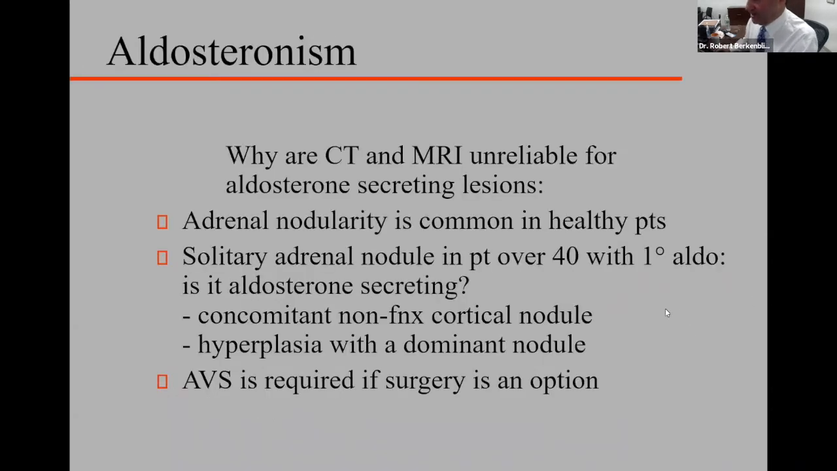Why is CT and MR unreliable for aldosterone secreting lesions? Well, adrenal nodularity is common in healthy patients. A solitary adrenal nodule in a patient over 40 with primary aldosteronism, is it even aldosterone secreting? Could it be a concomitant non-functioning cortical nodule, or could it be hyperplasia with the dominant nodule? Therefore, adrenal vein sampling is required if surgery is an option.